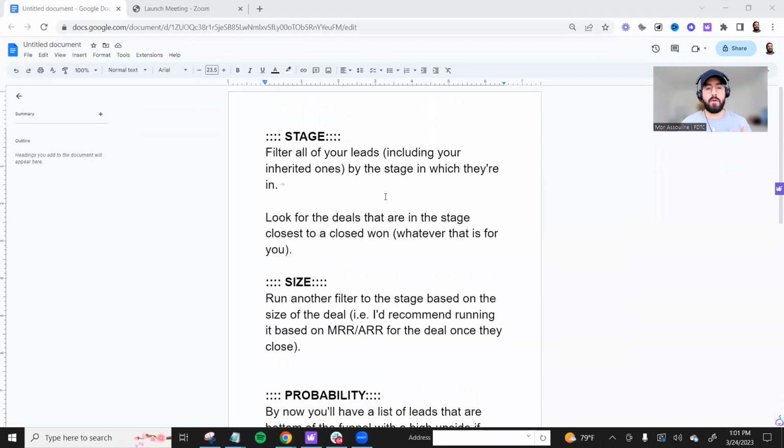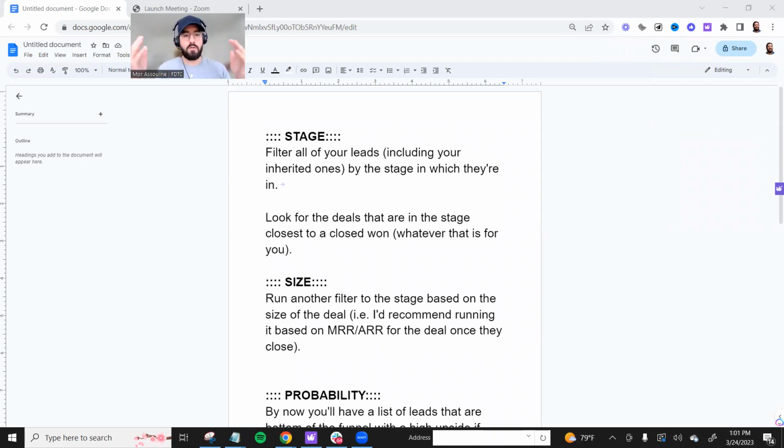So I use a framework, the SSP framework. It stands for stage, size, and probability. The first part is, between the leads that you have already, the ones that you've been working on, and the leads that you've inherited, you want to filter out all the leads by the stage they're in. So whatever stage you have in your own CRM for your company, proposal sent, free trial, whatever those stages are, I want you to filter out those leads by the stage that you have.